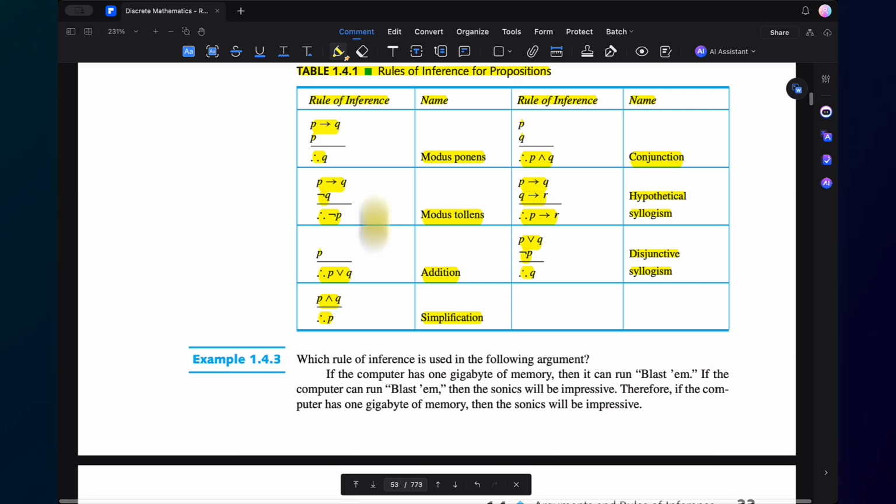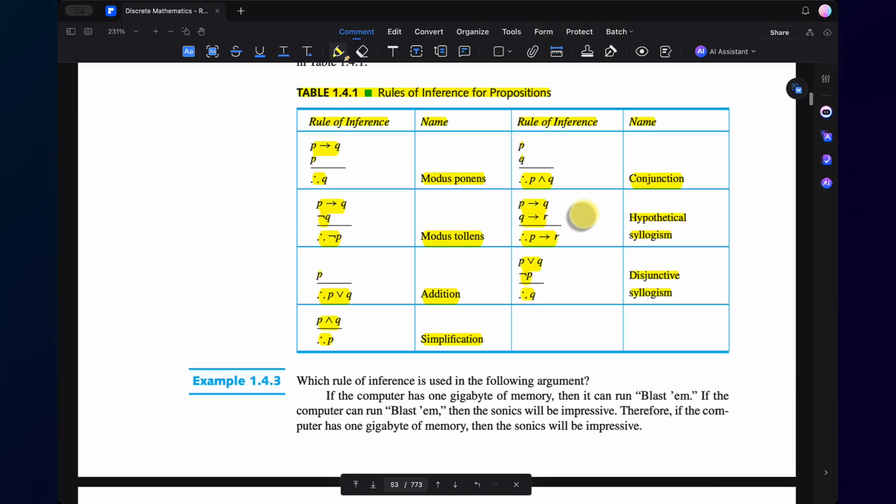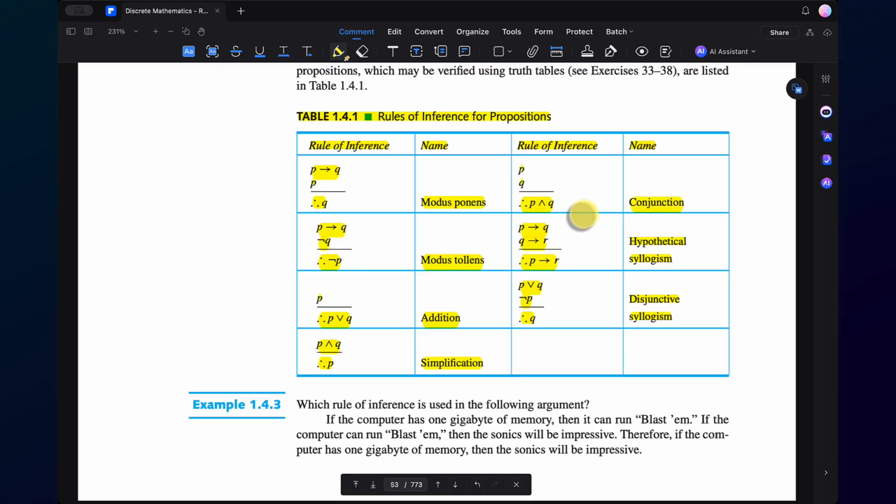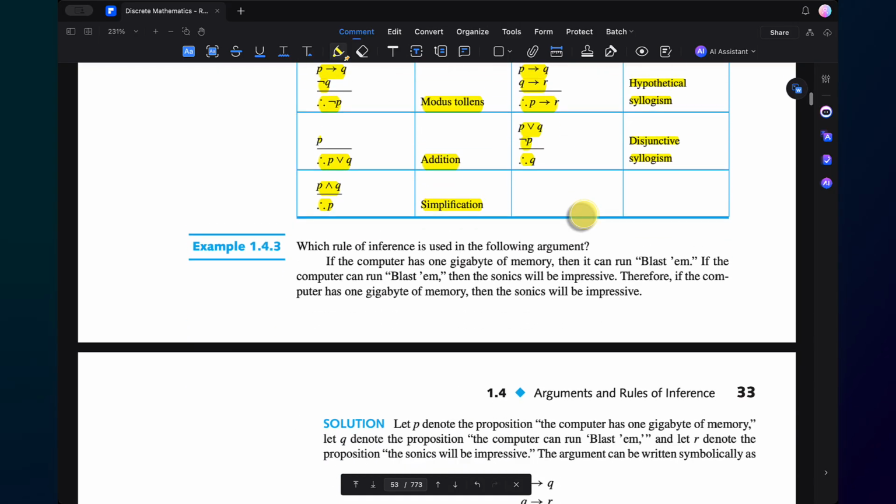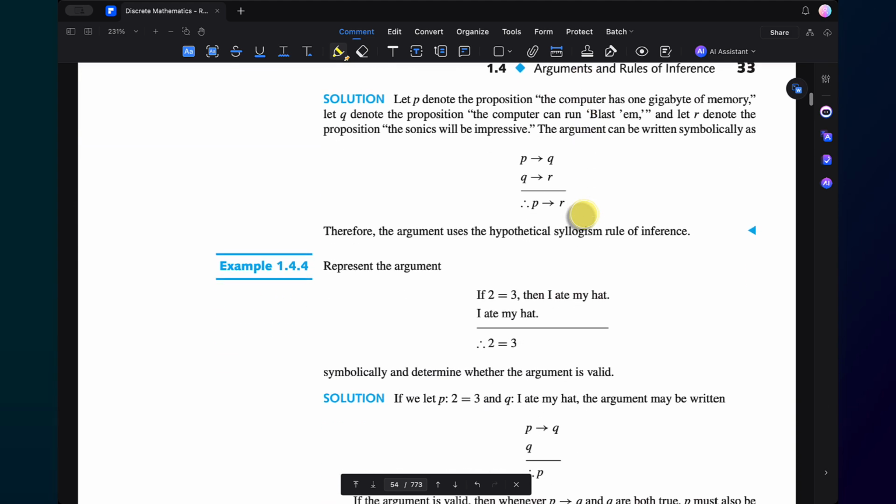So you can go through these. Here's a rule: if P is true, then we know that P or Q is true. Here, if P and Q are true, then you know P is true. These are all fairly straightforward. If P and Q are true, then P and Q is true. And here's one: if P implies Q and Q implies R, then P implies R. So these are rules of inference for propositions. Then there's more examples.